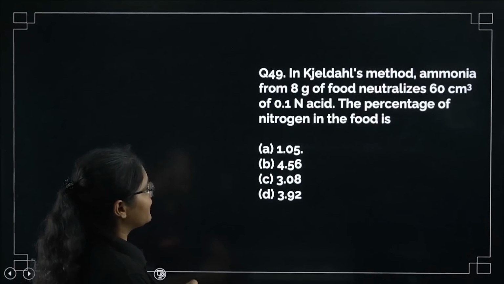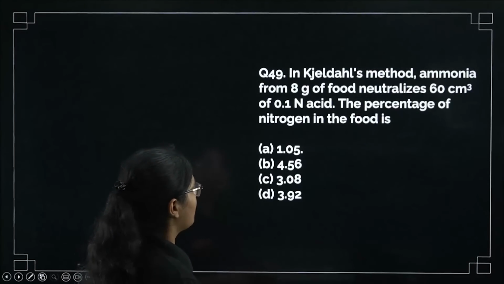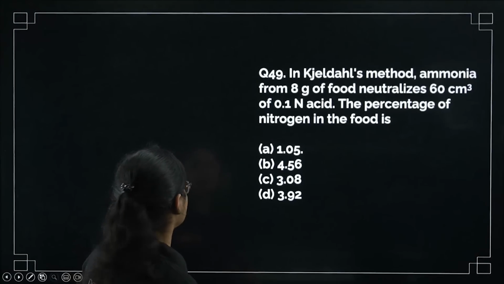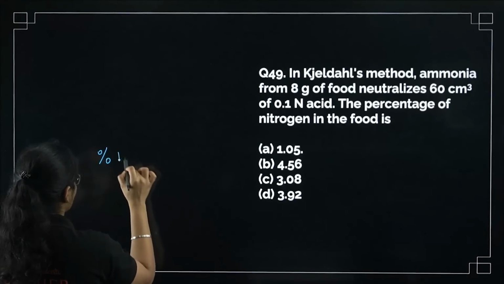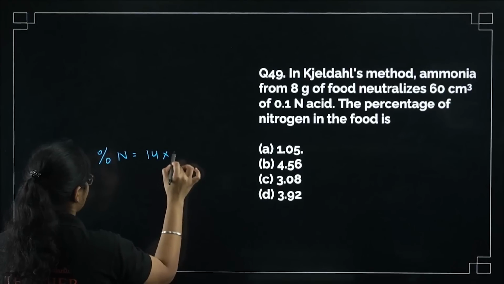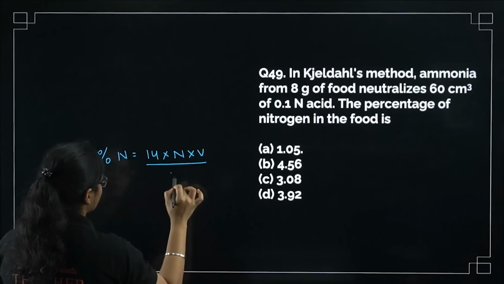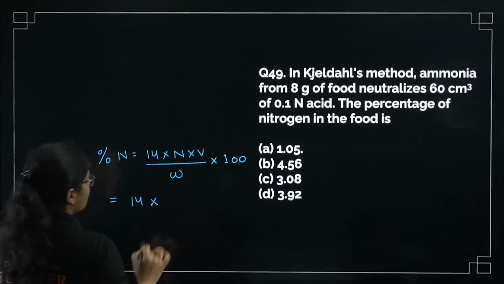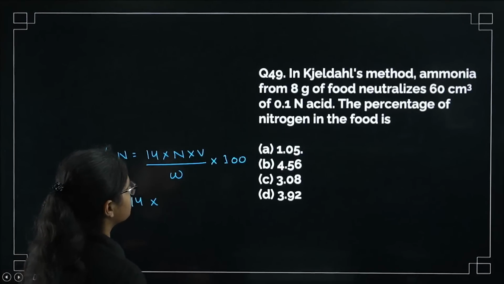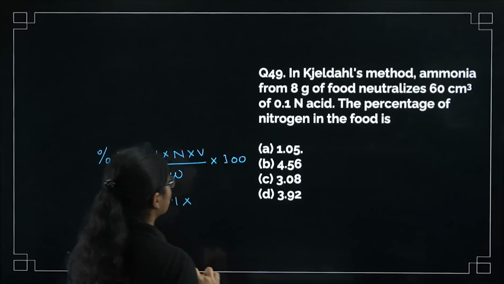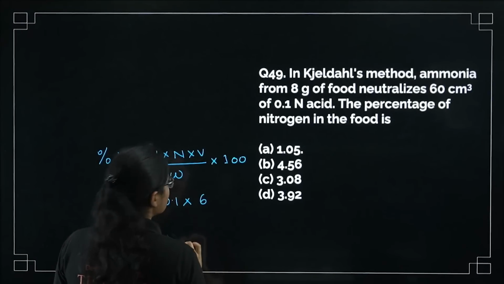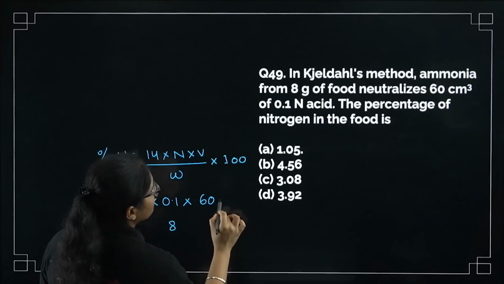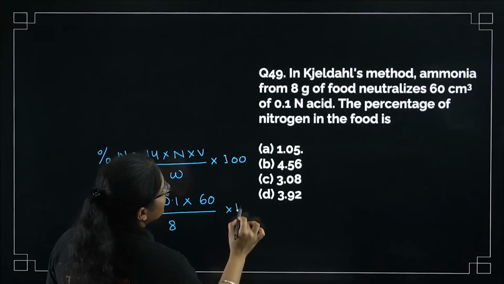Next question, in Kjeldahl method, the ammonia from 8 gram of food neutralizes 60 centimeter cube of 0.1 N acid. The percentage of nitrogen. So by Kjeldahl method, if you want to calculate the percentage of nitrogen, it is 14 into N, that is normality, into volume by W into 100. So I have 14 here. What is the normality given to me? Normality is 0.1. Volume is how much? Volume you can say 60, divided by what is the mass given? 8, and then I have 100.